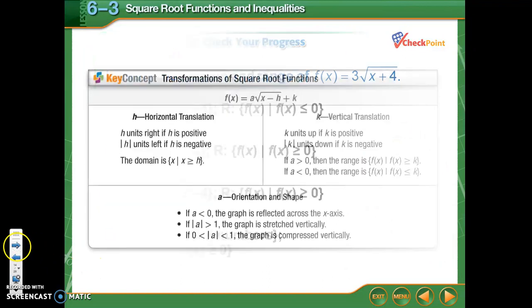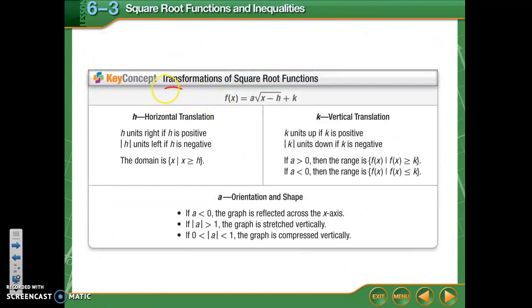Okay, we talked a little bit about this, but transformations of square root functions. This is just like what we talked about back in Chapter 2. It's very similar to what we talked about in quadratics in Chapter 4. So whatever is underneath the square root, so whatever I add or subtract to x under the square root, moves it horizontally left and right.